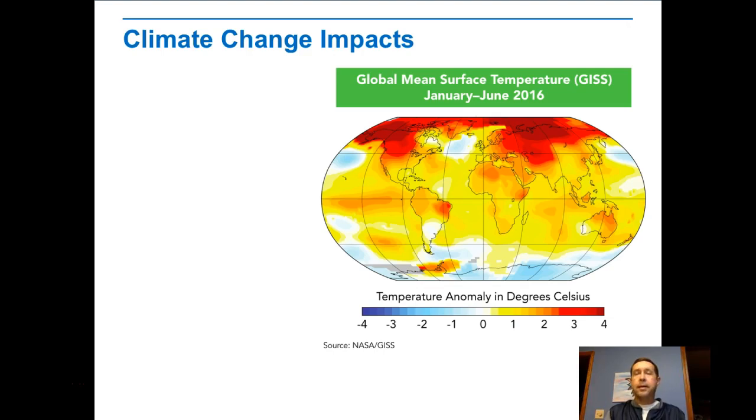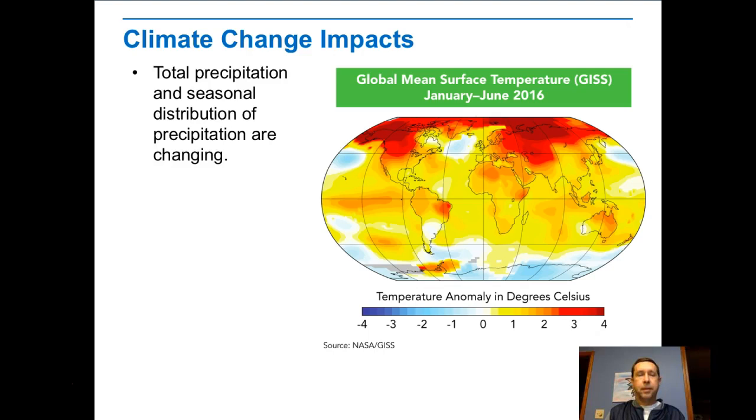So how does that affect the Earth? Well, we can measure the surface temperature from January to June 2016, and you can see how it has varied and to what degree it's varied from the normal temperature. You can see pretty much everywhere on Earth from January to June 2016, we had higher than normal temperatures.